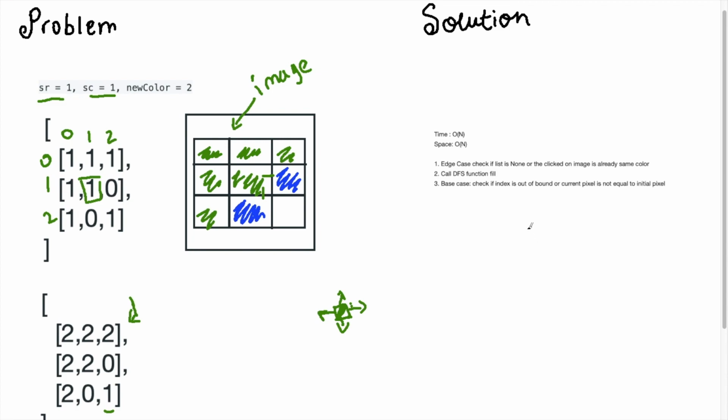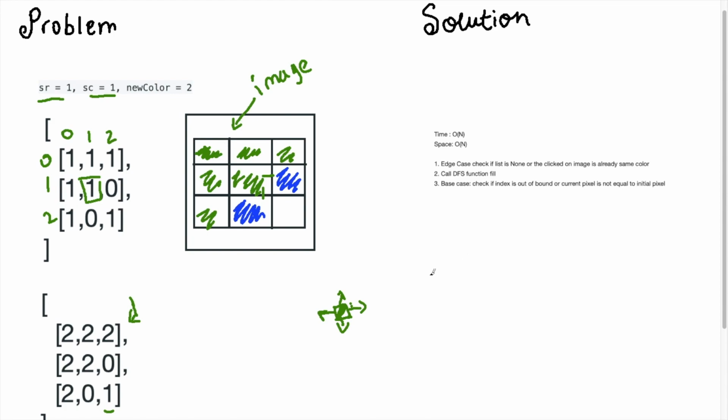And we need a base case. So what things can we check to stop our recursion? Basically, if we go out of bounds, so if I'm here and I'm looking up, well, there is nothing above me, right? Or there is nothing left of me. In that case, I need to stop the recursion and return to my call stack.